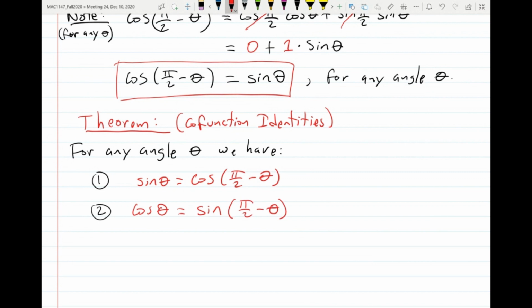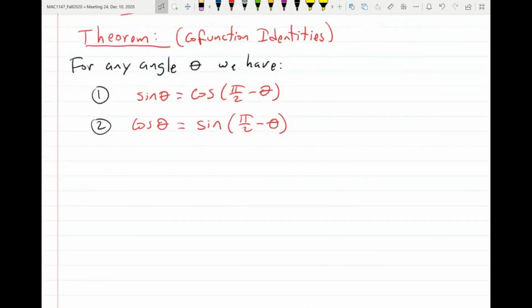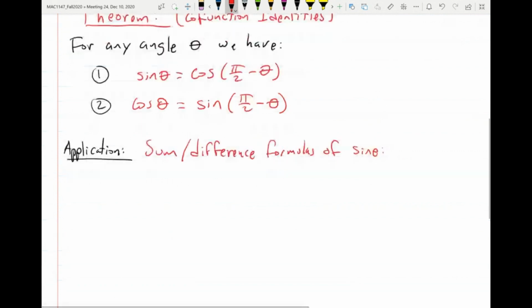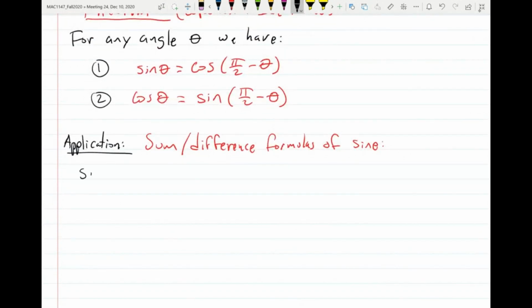All right, so why am I bringing this up now? Well, because they will help us to find the sum and difference formulas of sine. So as an application, we're gonna use this to find the sum and difference formulas of sine. Okay, so in other words, what I mean by this is what would be sine of alpha plus beta, what is this equal to, and also what is sine of alpha minus beta.